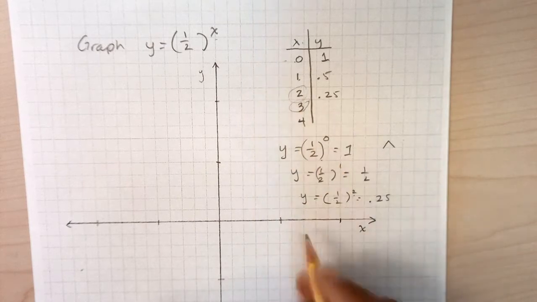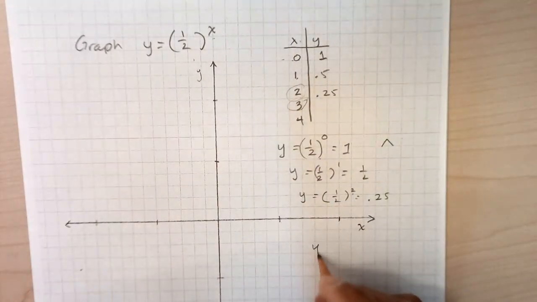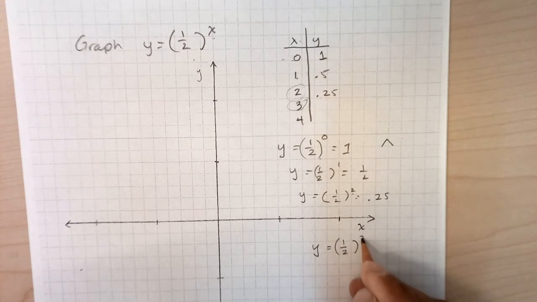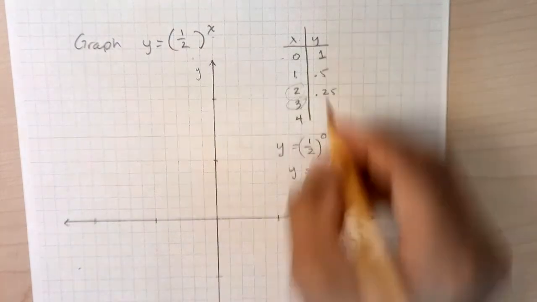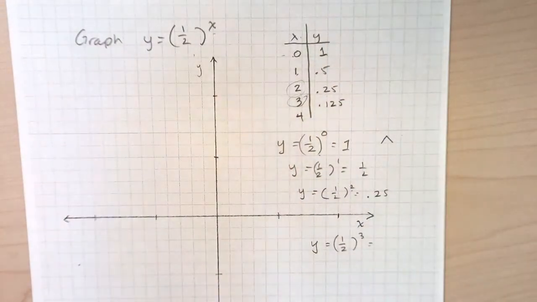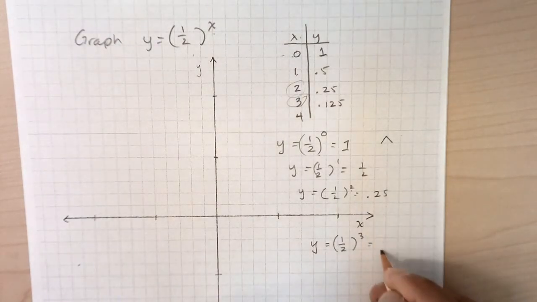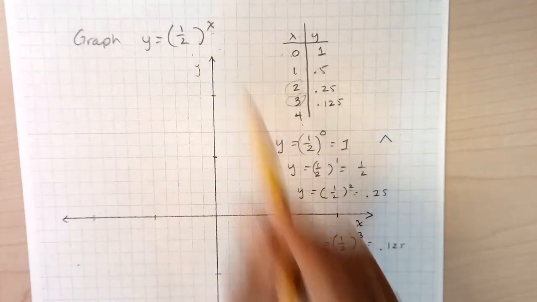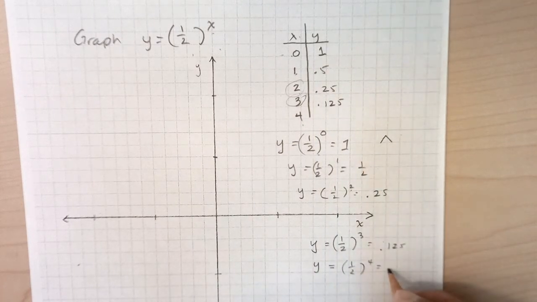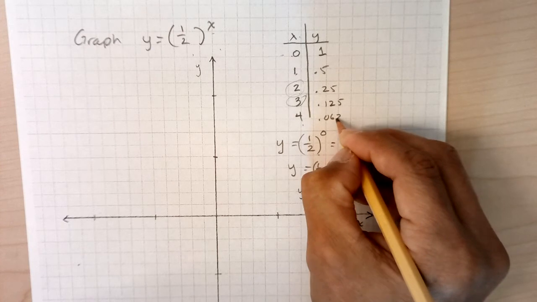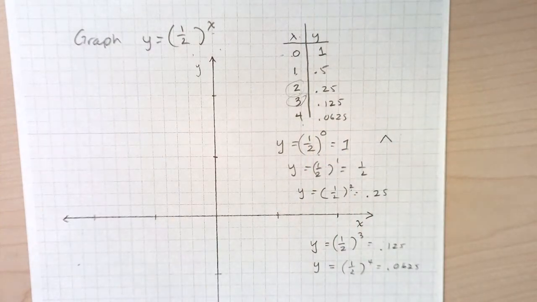Then I'm going to substitute in 3 for x into this equation. Y is equal to 1/2 to the third power. So 1/2 to the third power is going to be 1/8 or 0.125 as a decimal. And then lastly, if I input 4 in for x into the equation, it would be y equals 1/2 to the fourth power. Again, if you're using a calculator, it'll give it to you in terms of a decimal, 0.0625. So I have probably enough points in order to be able to graph.